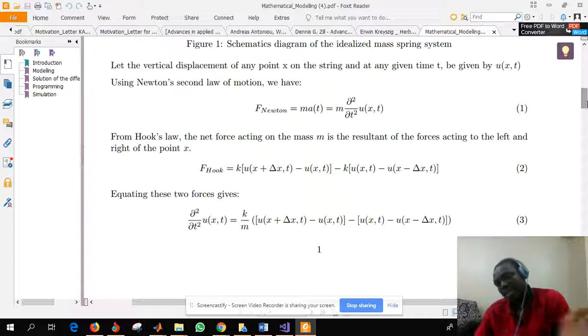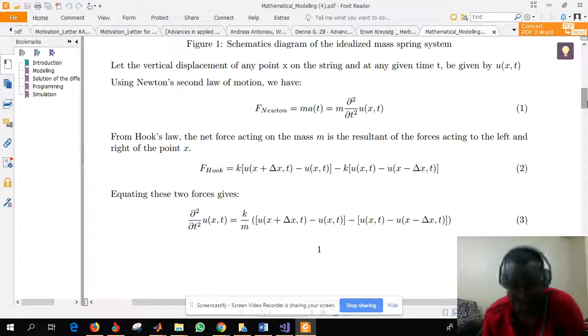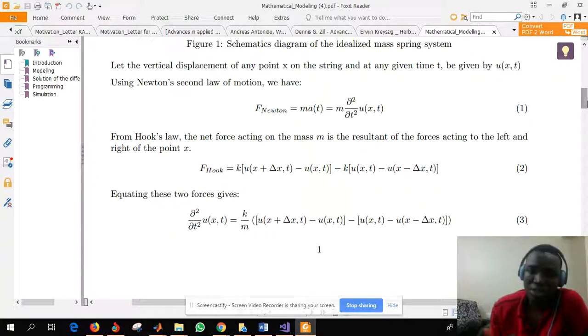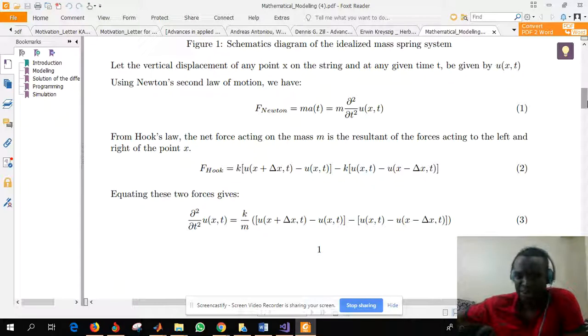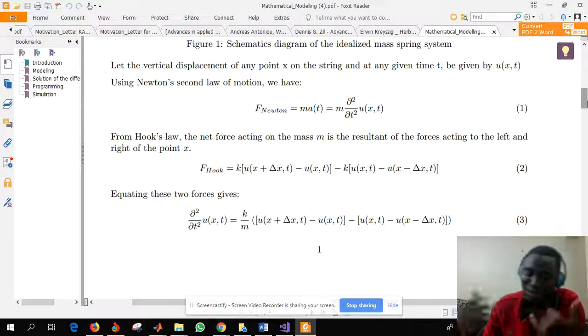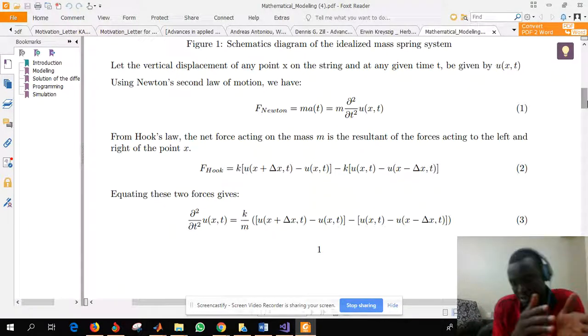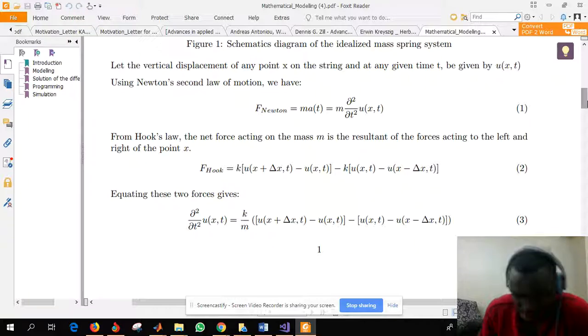So with that, we can write out an approximate expression for what the net force will be, the Hooke force. That will be k multiplied by the difference in displacement between the mass at x plus delta x and the one at x, then subtract from that the product of k and the difference in displacement between the mass at x and the one at x minus delta x. So that gives us equation 2.